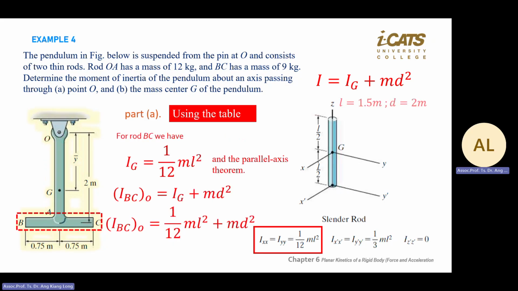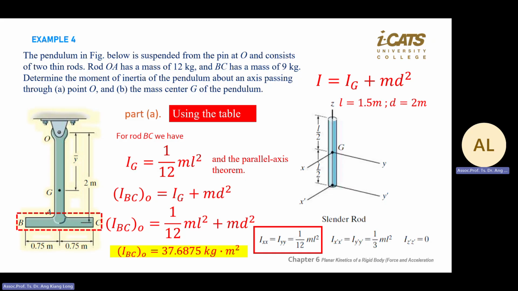Okay, the next one will also be Ixx, Iyy, because it's going through the center of the object, where this axis or this axis is the same. So that's why you're using one over twelve ml square plus md square. So you substitute, and for BC from O you'll get 37 point something. As long as you get the concept, you don't chase after the numbers.